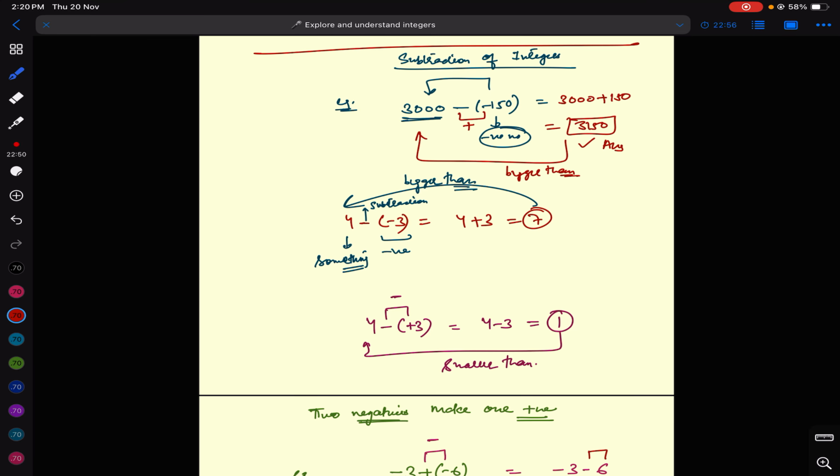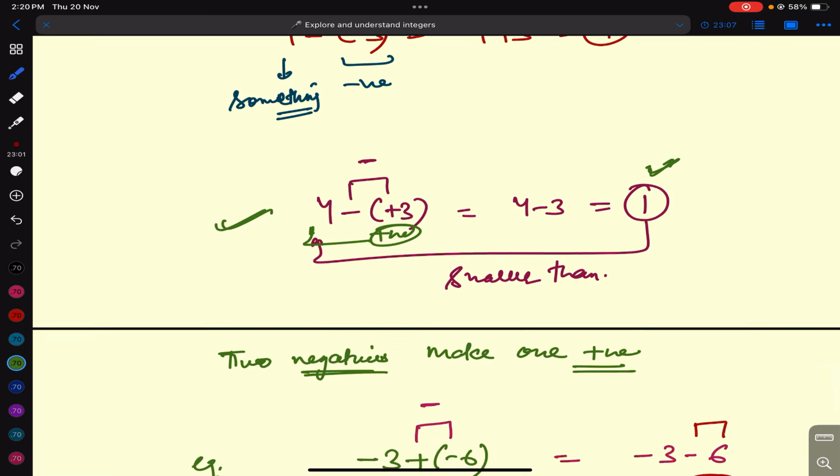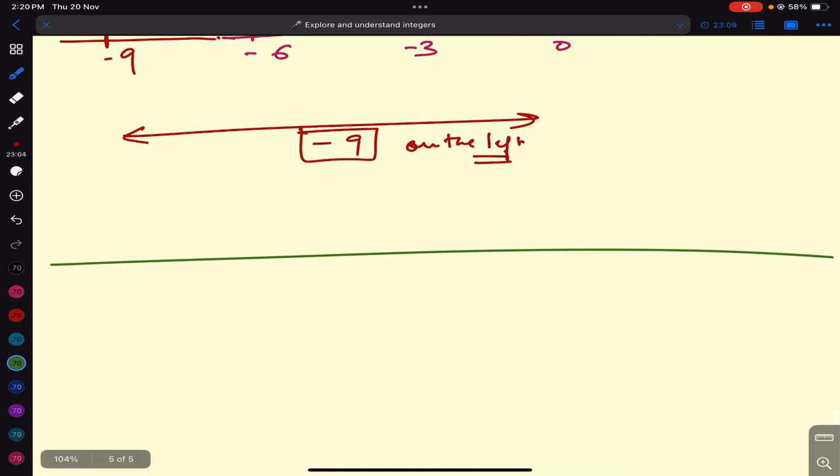Okay, which is bigger than 3000, but that will not be the case when you're subtracting a positive number, which is this case, right? So here you will subtract a positive number from something, so that gave you a lesser number, which is 1. I hope that is clear.